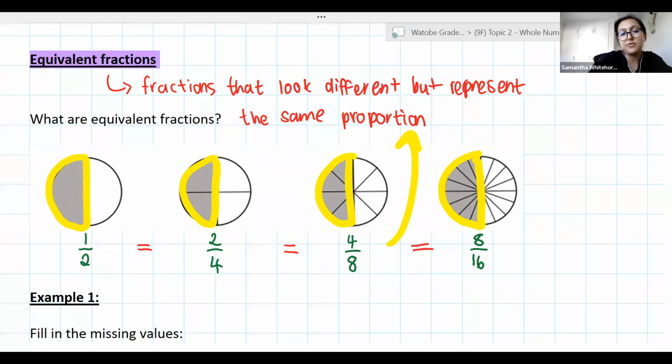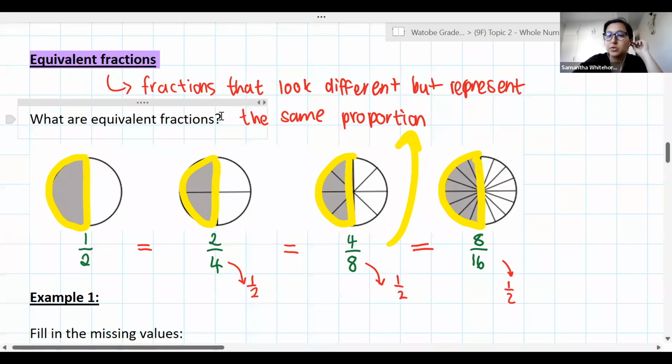We know this because if we simplified each of the last 3 fractions, we would get a half, and a half. Just because the numbers aren't 1/2 doesn't mean that fractions can't be equivalent or equal to each other. So equivalent fractions are fractions that look different but actually represent the same proportion.